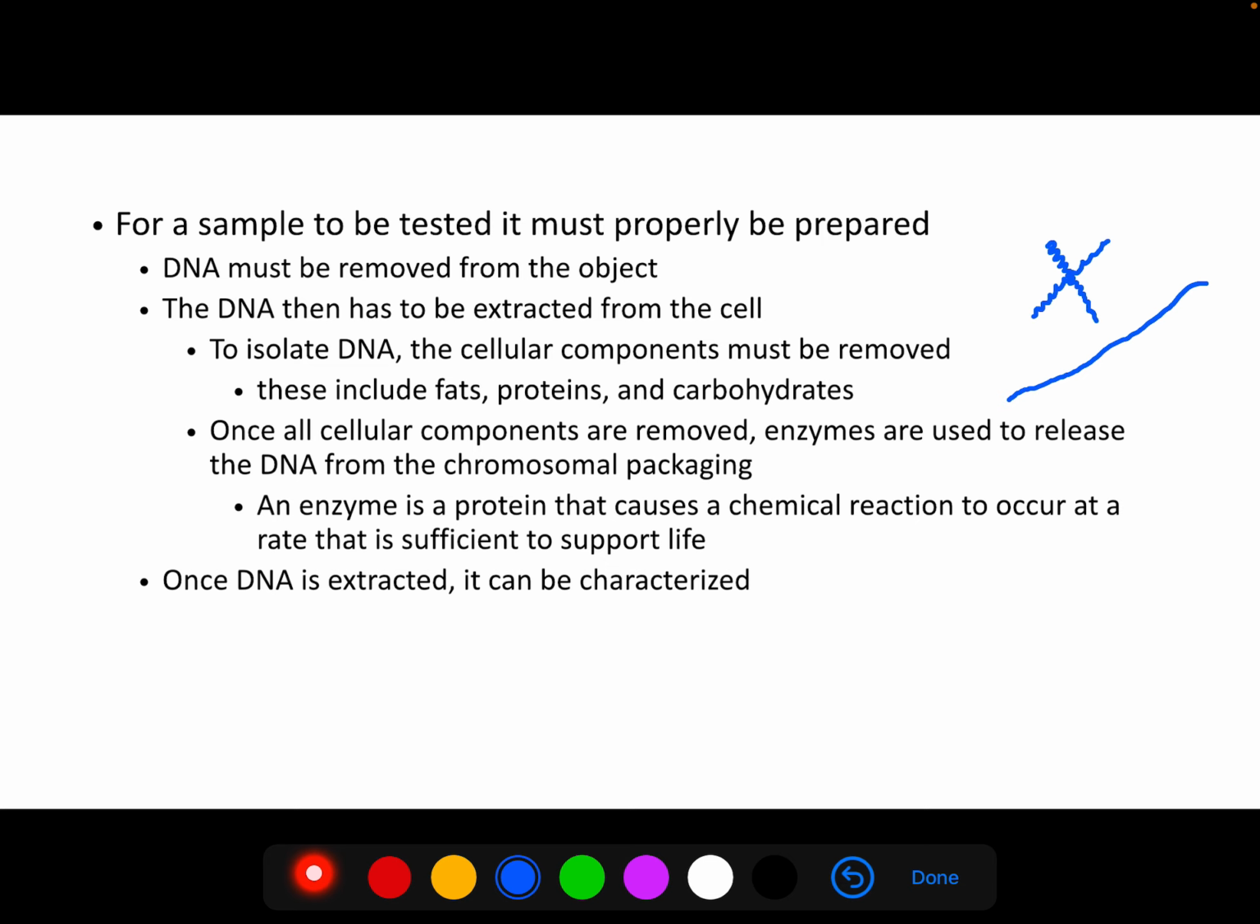And remember, enzymes, we talked about these in biology and in chemistry. Enzymes are a type of catalyst. Enzymes are proteins that cause a chemical reaction to occur at a rate that's sufficient to support life. So it basically makes the chromosome separate and spread out faster than if we had just left it alone to do by itself. And once the DNA is extracted, now we can characterize it and test it.